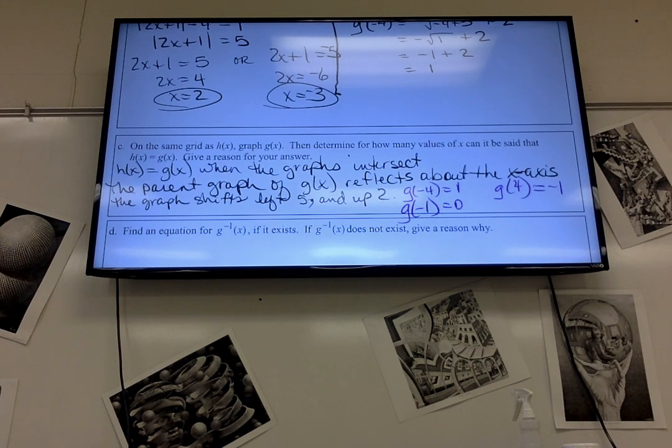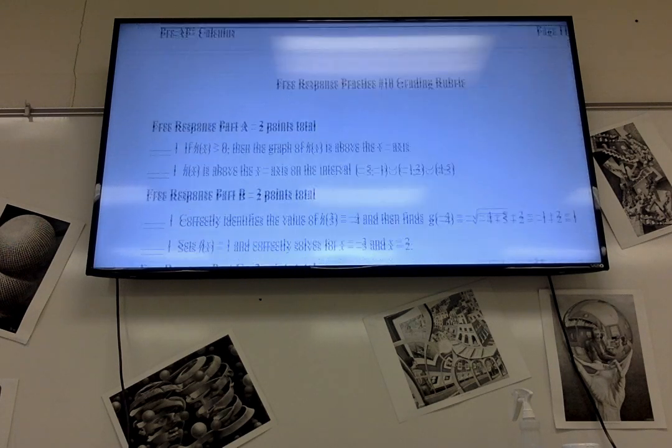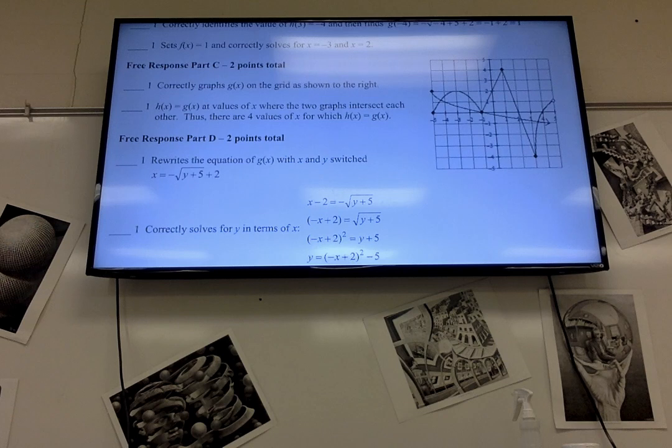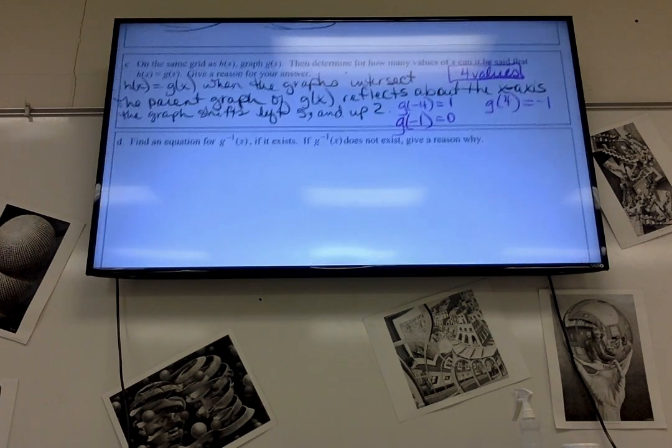How many values can be said h of x equals, okay, 4 values. Really good question. Okay, so you got a point for correctly graphing that graph, and then showing that h of x equals g of x where the two graphs intersect each other, and therefore there are 4 places where they intersect each other, which is what we got. So again, there's a lot of room for some partial credit there.